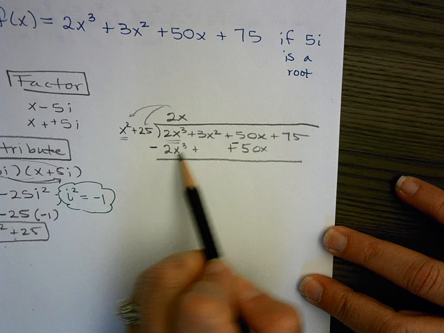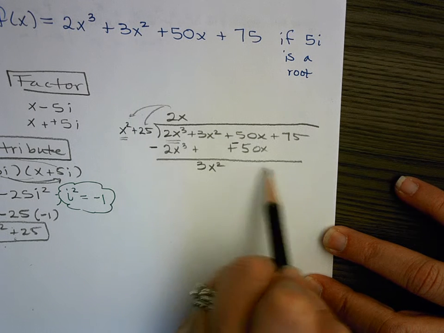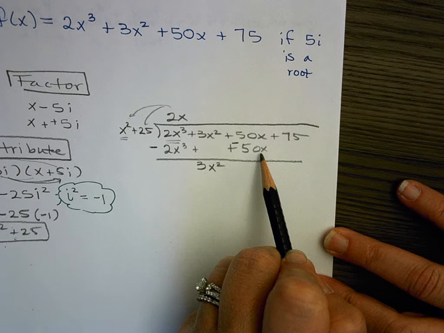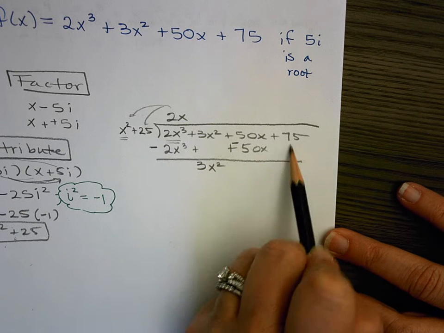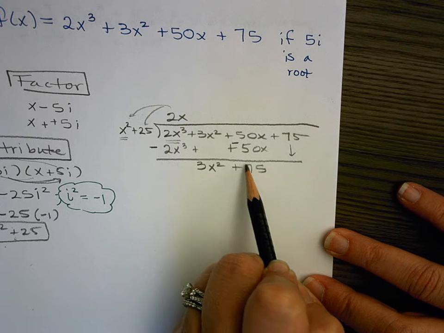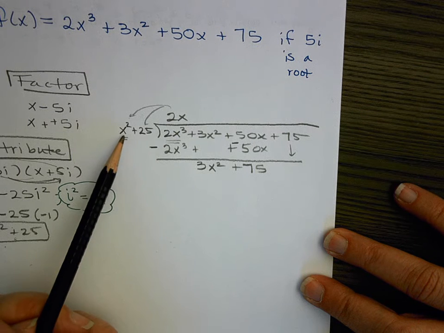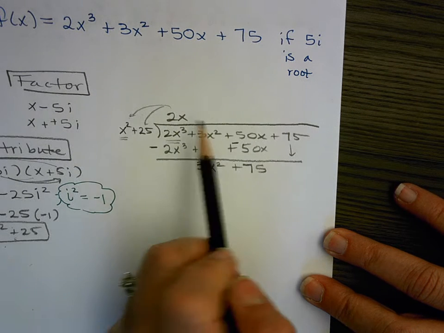So that will be 0. And then 3x squared has nothing to subtract from, so I'll just bring that down. That will be 0 as well. And then the plus 75 will come down, but I'm going to write it over here so they're closer to each other. Okay. And then now I start over. So what do I need to multiply x squared by to get 3x squared? And that would be by 3.